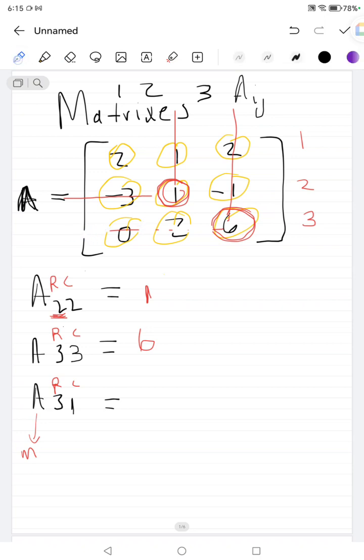Okay, if we're going to consider the last one, it means we have to consider row 3, column 1. Row 3 is this one, then column 1 is this one. They intersect here, which means now this is going to be your 0. So that's an easy 2 marks, which you can expect in some of these questions in your multiple choice or section B.